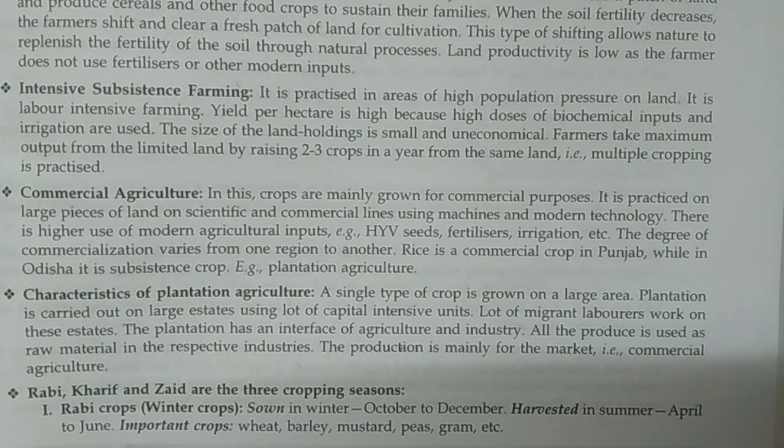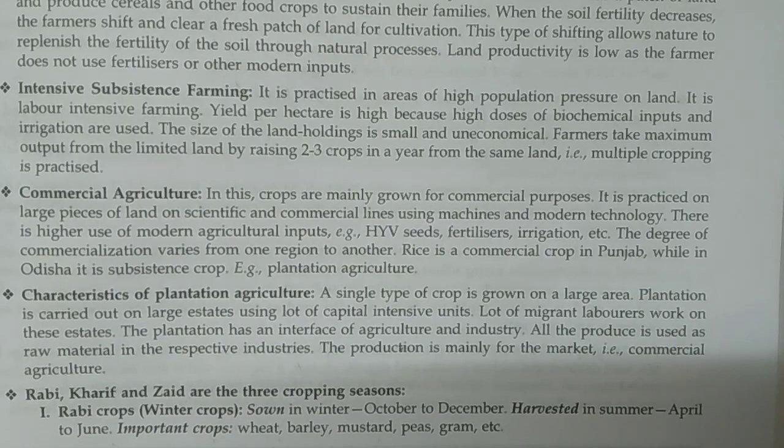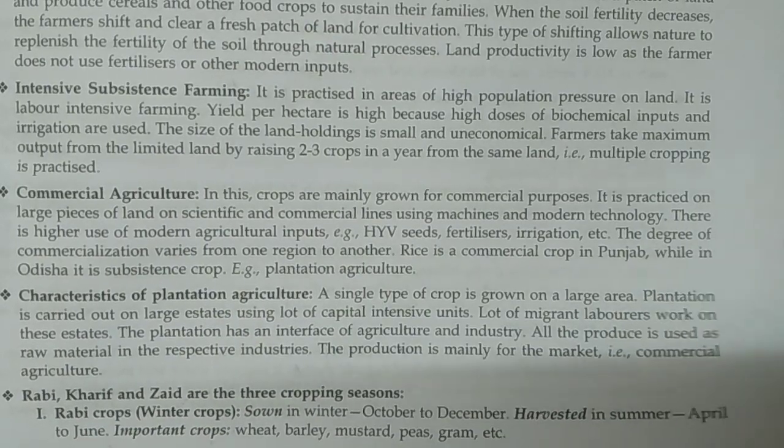Rabi crops are winter crops. They are grown in the winter season, so they are called winter crops. Sown in winter, October to December, and harvested in summer, April to June. Important crops: wheat, barley, mustard, peas, gram, etc. These are called Rabi crops.